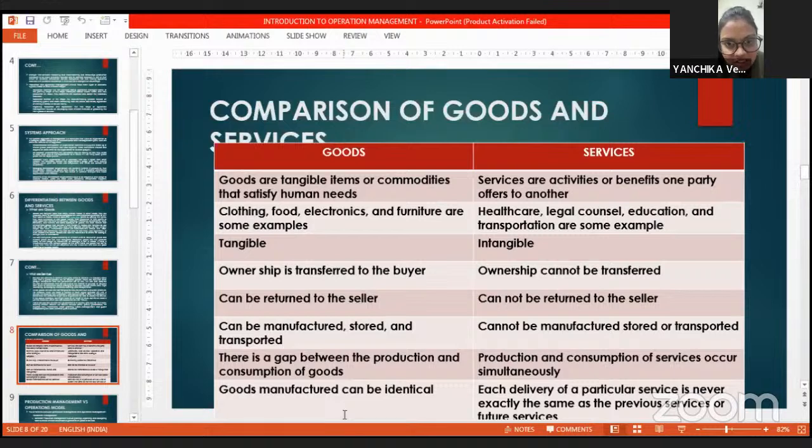In services, services are activities or benefits one party offers to another. Healthcare, legal counsel, education, and transportation are some examples. It's intangible. Ownership cannot be transferred, cannot be returned to the seller, cannot be manufactured, stored, or transported. And consumption of services occurs simultaneously. Delivery of a particular service is never exactly the same as the previous services or future services.